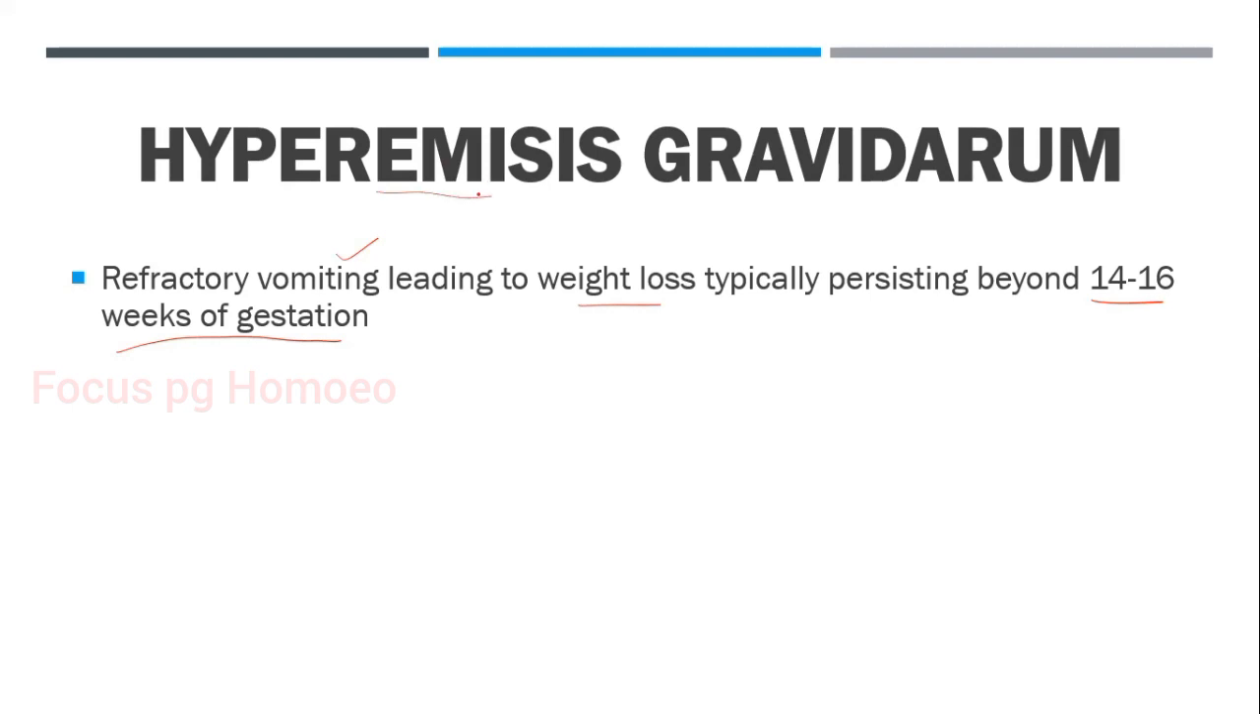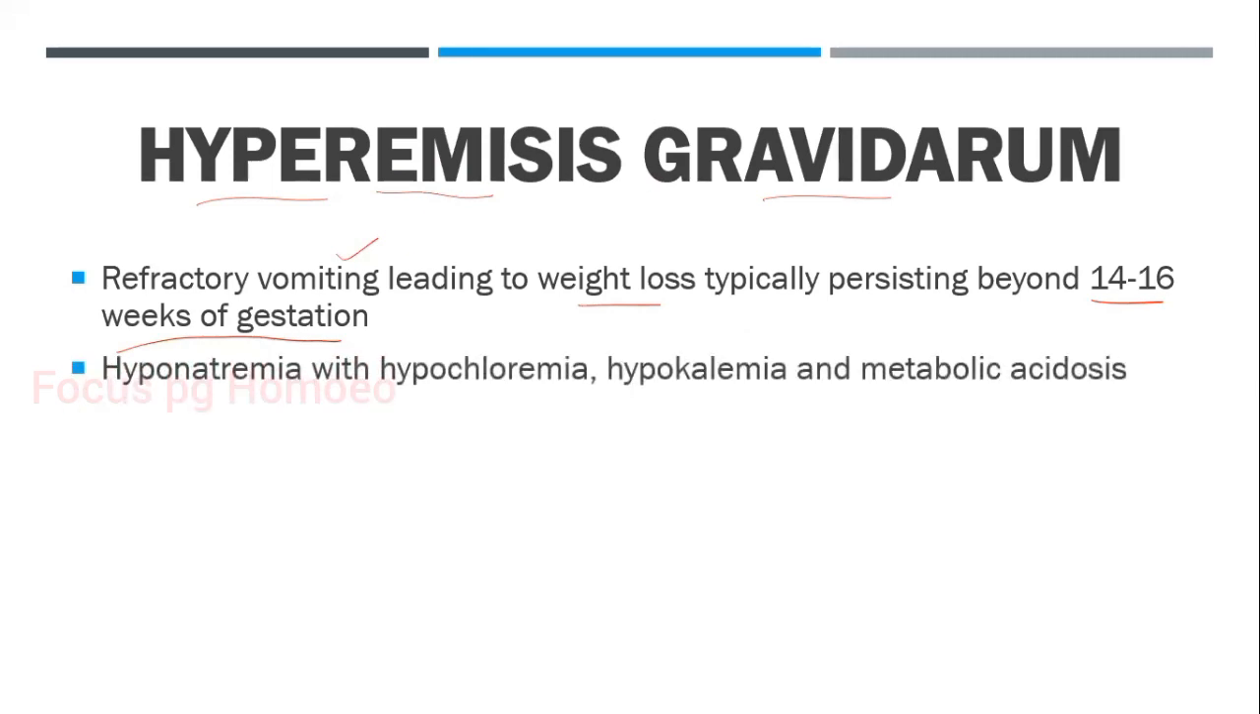So emesis means vomiting, and hyper means excess. So excess vomiting. Gravidarum means one who is pregnant, a pregnant uterus. So a pregnant woman who has excess vomiting is called hyperemesis gravidarum. What all conditions come up with hyperemesis gravidarum? She will suffer from hyponatremia, hypochloremia, hypokalemia, and metabolic acidosis. These are all consequences of loss of vital fluids. And transient hyperthyroidism may occur.